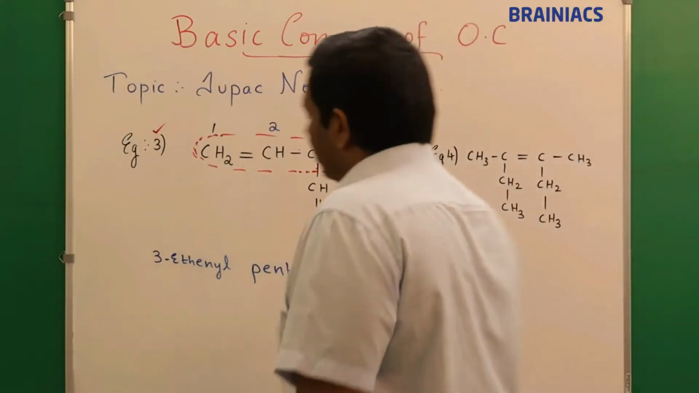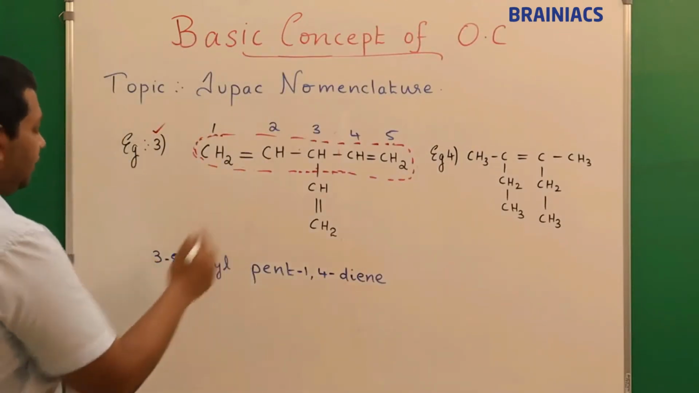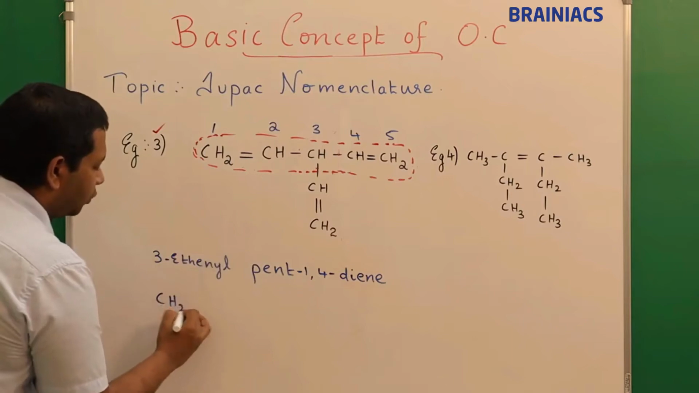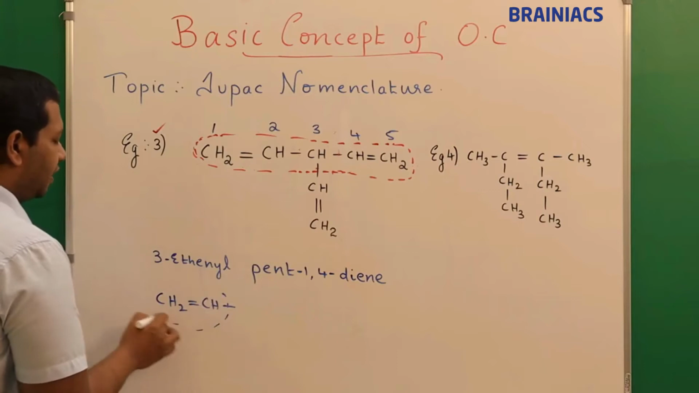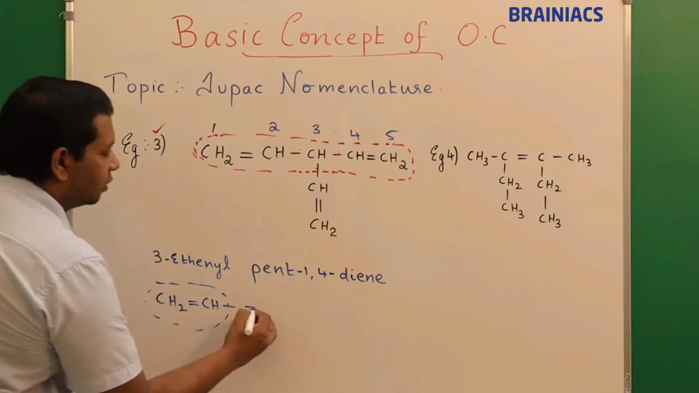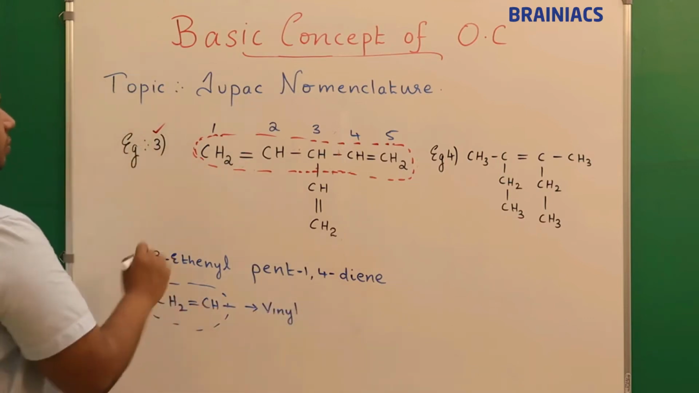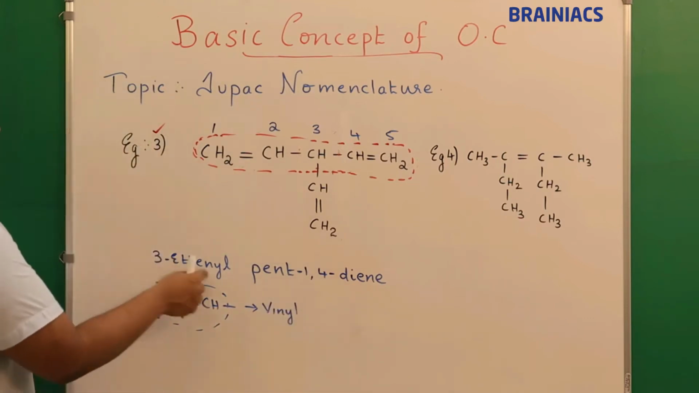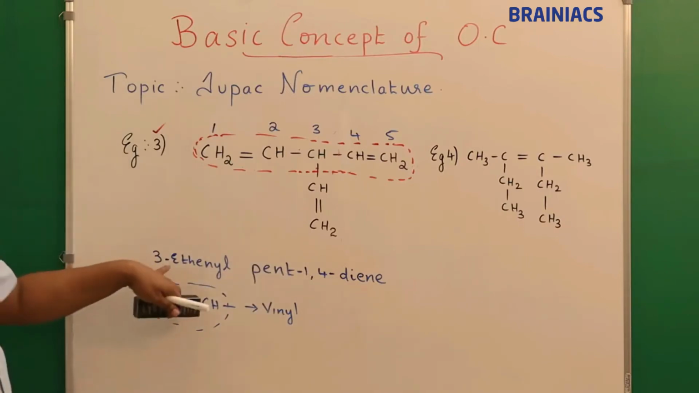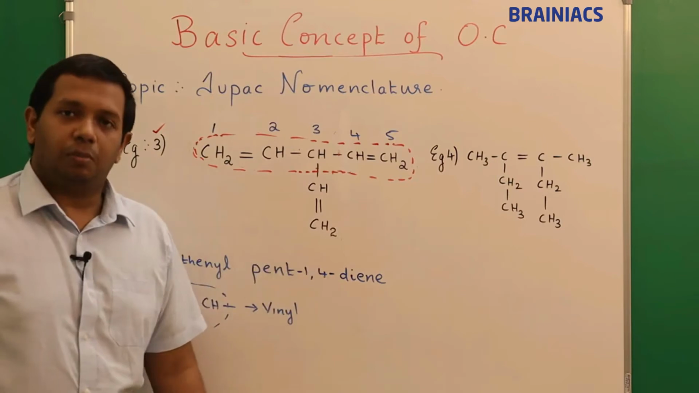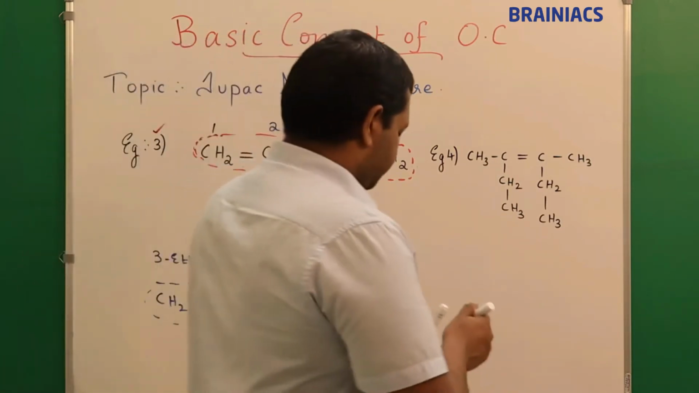And here you need to remember one more thing. You will see that in the chapter haloalkanes, this group, CH2 double bond CH, has a common name also. Sometimes they may give that. That is called the vinyl group. So some question paper will say 3-vinyl pent-1,4-diene. That is also correct, but more correct is this one, 3-ethynyl pent-1,4-diene. Okay, so we'll go to example 4.